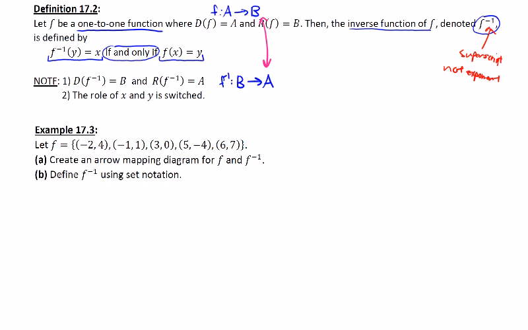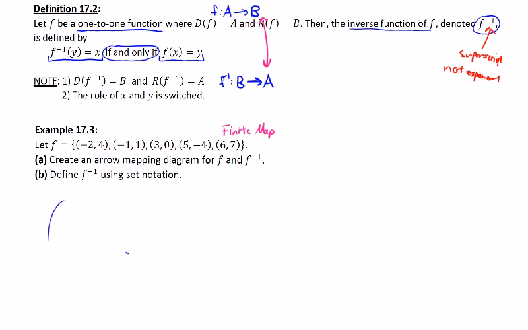To help us get a better understanding for this, I want to look at a finite map or a finite function here with example 17.3. It says here let f equal, and then we have 1, 2, 3, 4, 5 ordered pairs. So this is definitely a finite map. It's only 5 ordered pairs there. Then it says to create an arrow mapping diagram for f, and then the same for f inverse. Now we know that we are only supposed to do this if our function is a one-to-one function. So let's verify all of that with the arrow map.